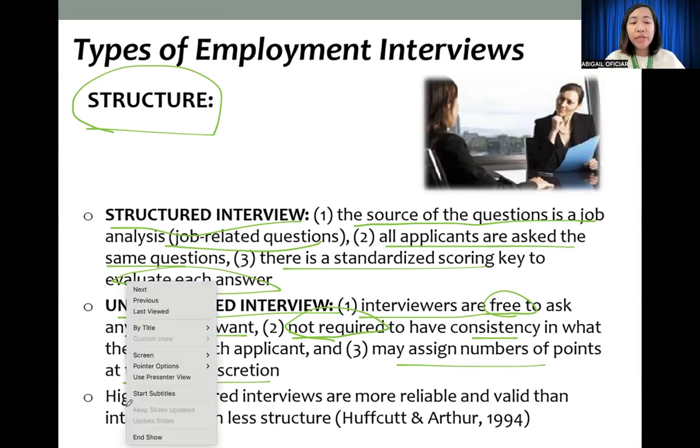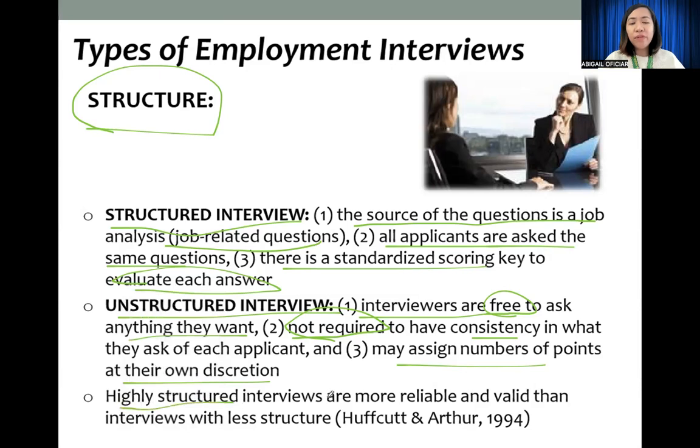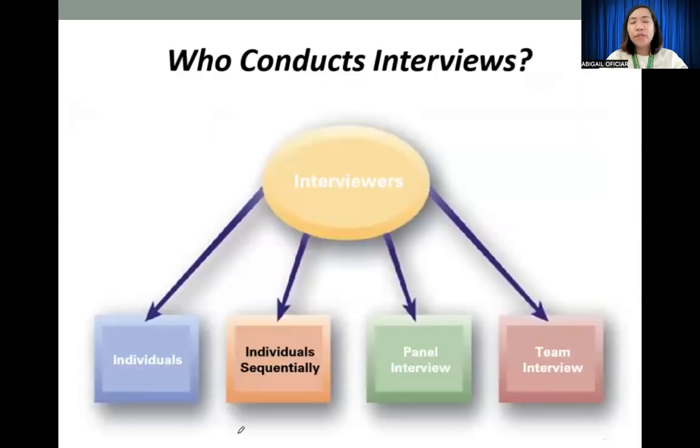And according to research, highly structured interviews are more reliable and valid than interviews with less structure. Okay, so always remember that. So in the company or in the industry, we prefer structured interview. Okay, so that's in terms of structure.